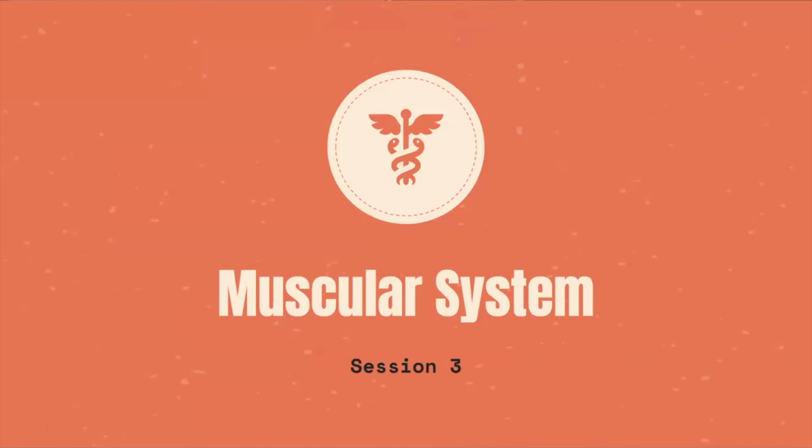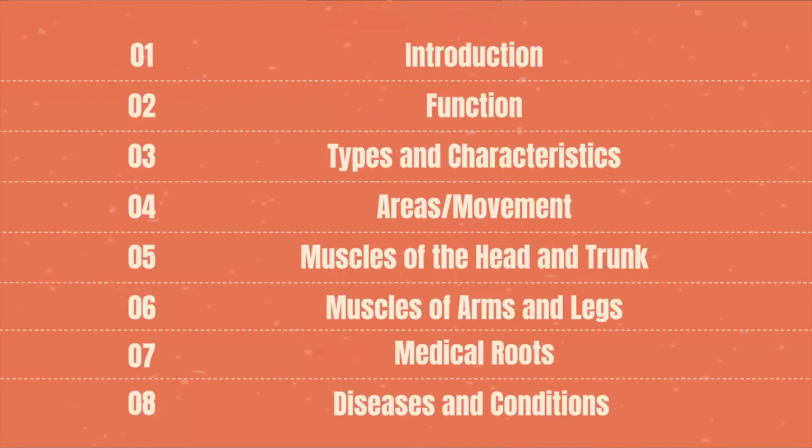Okay, session 3, muscular system. Let's learn about it. So we're going to have our summary first, then we're going to talk about the functions of the muscular system. We're going to talk about the different types and characteristics of all muscles, the different areas and movements associated with the muscular system.